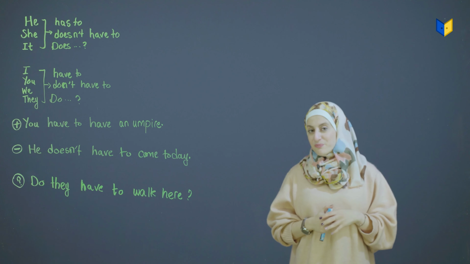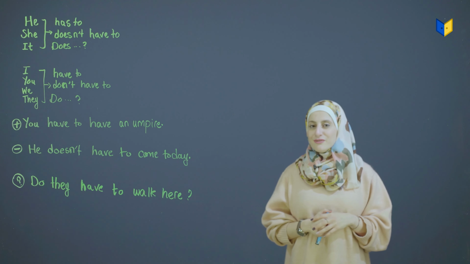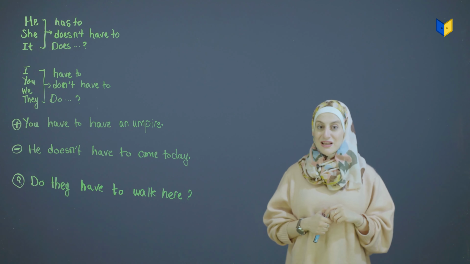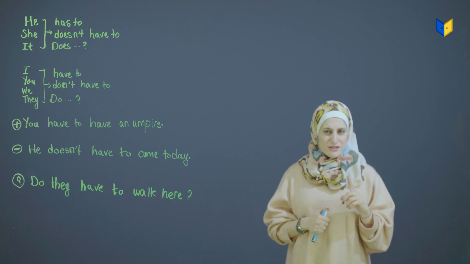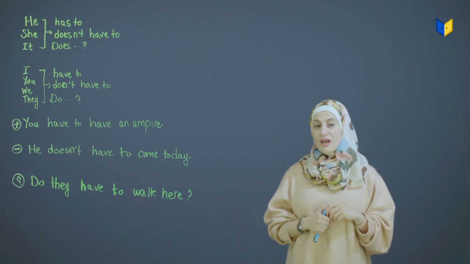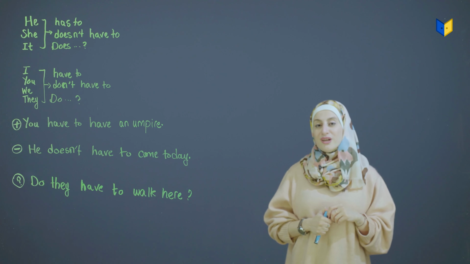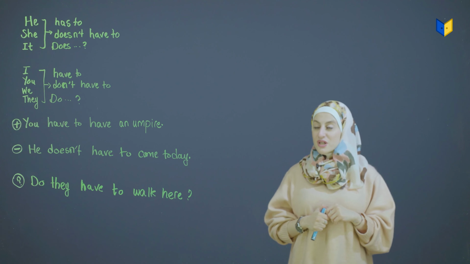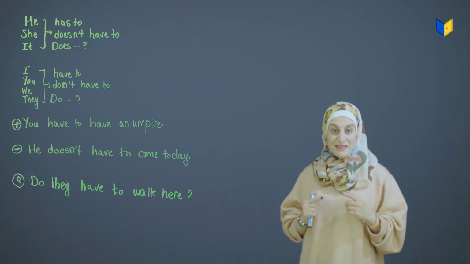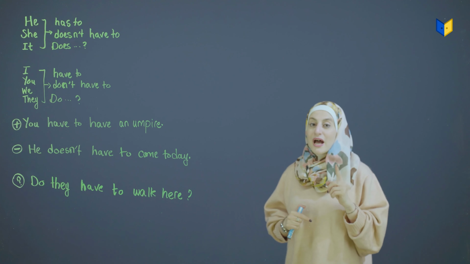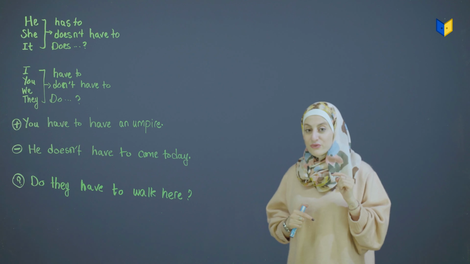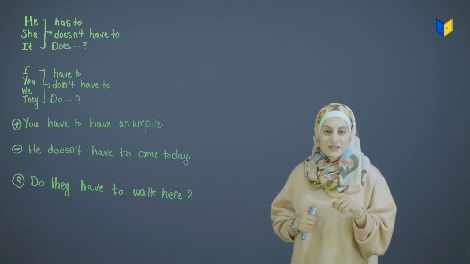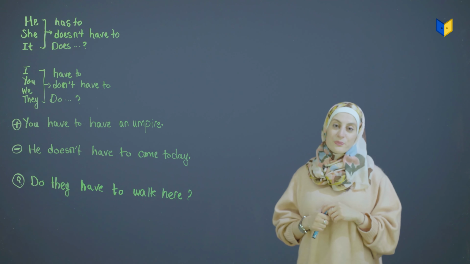Look at the side here. In order to form anything related to the singular subject, he, she, it, we need to use has to. In the negative, doesn't have to. And when we form a yes-no question, we form it using does. If we have a plural subject like I, you, we, they, we have to use have to. In the negative form, don't have to. And in question, do. We ask a yes-no question using do.